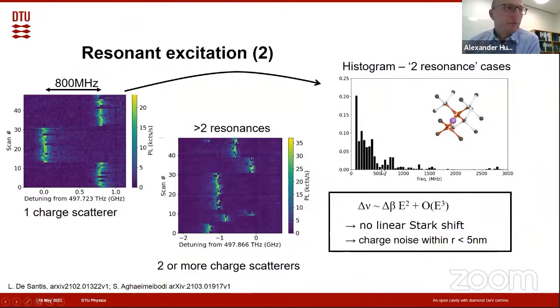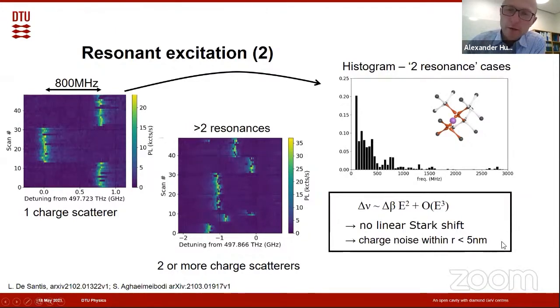Again, as I mentioned before, for these centrally symmetric systems there's no linear Stark shift. But what the calculations indicate is that we're prone to charge noise, which occurs within a radius of about 5 nanometers away from the emitters.